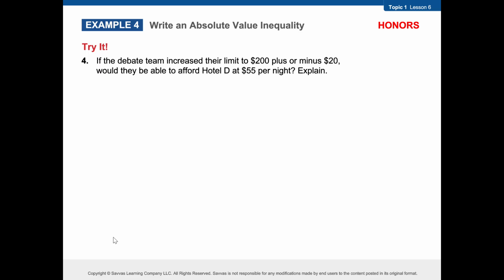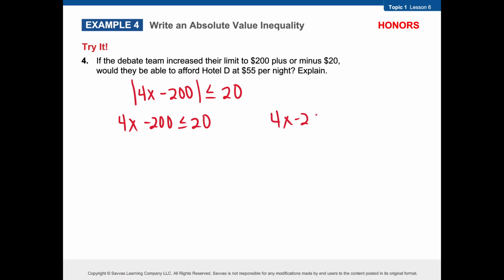So now the debate team increased their limit to 200 plus or minus 20. Would they be able to afford Hotel D at 55 per night? Let's see. So it's still 4 nights. 4x minus 200 is less than or equal to 20, and 4x minus 200 is greater than or equal to negative 20.